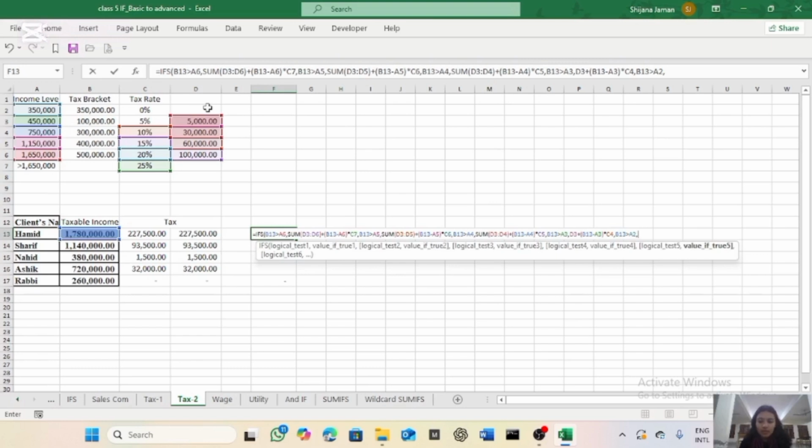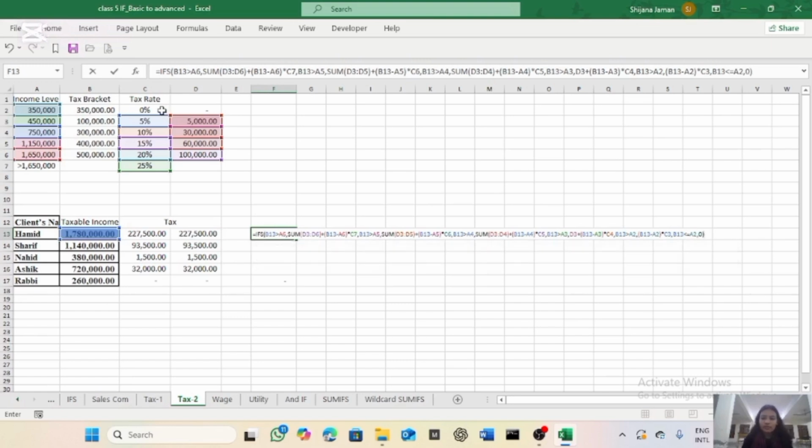But our tax rate was taxable income minus income level 3,50,000, multiply with our tax rate, which was 5%, comma. This was our fifth logical test. Now it is our last logical test. So if 17,80,000 is less than or equal to 3,50,000, comma, for 3,50,000 he did not have to pay any amount of tax and the tax rate was 0%. That's why we have to press 0, close the bracket, press enter.